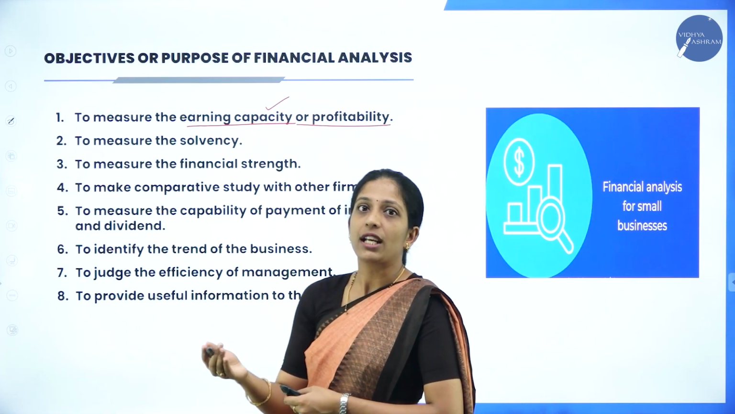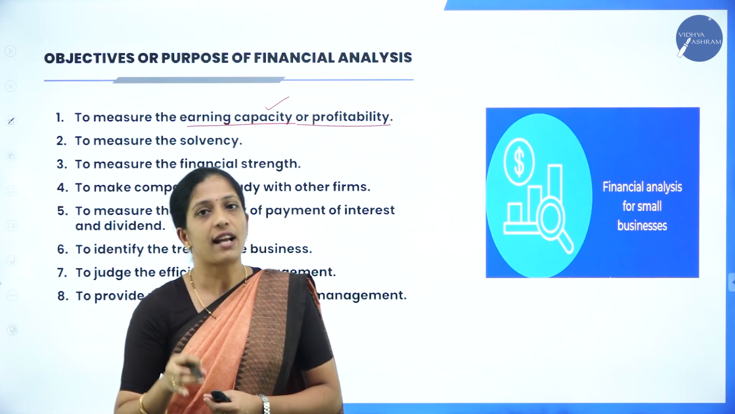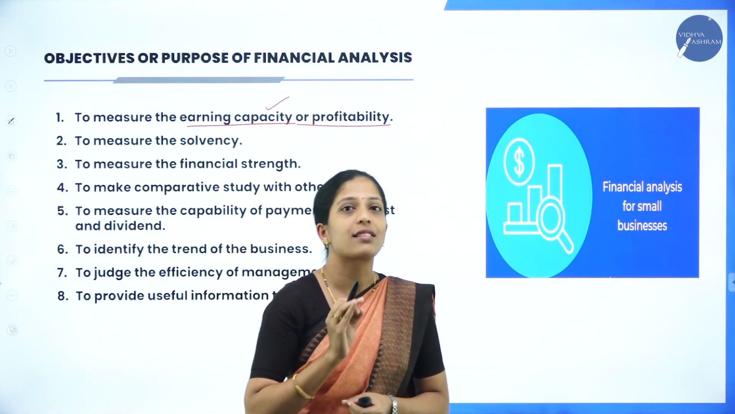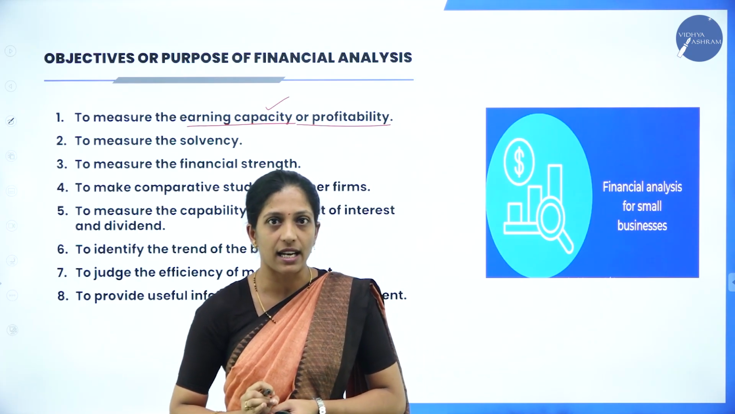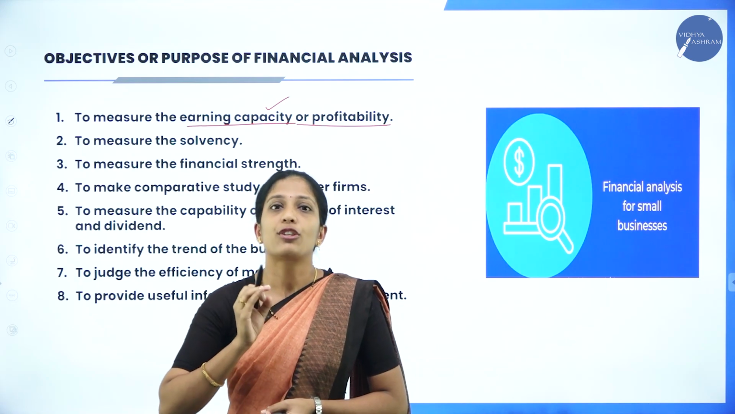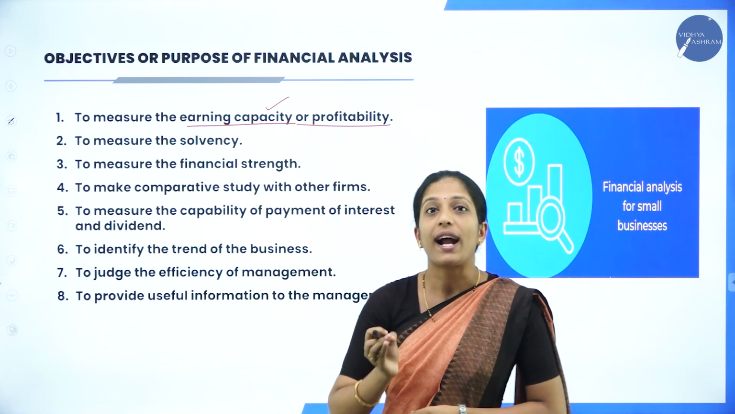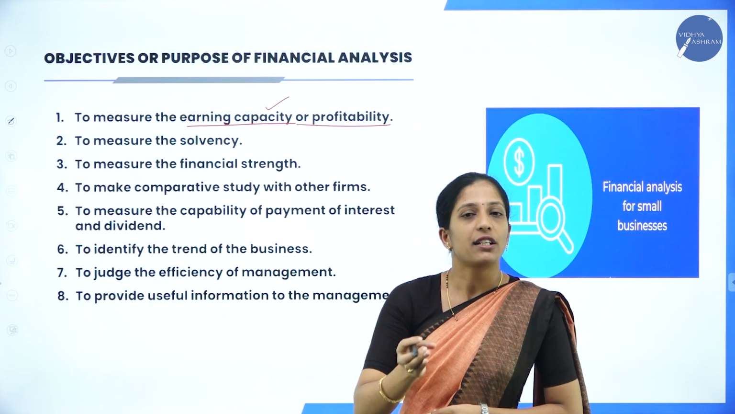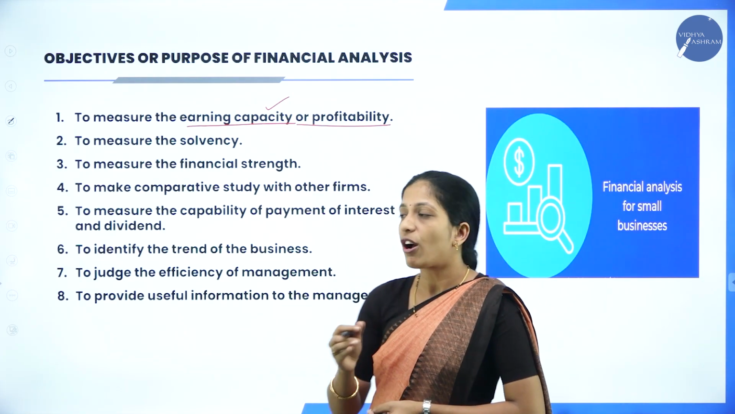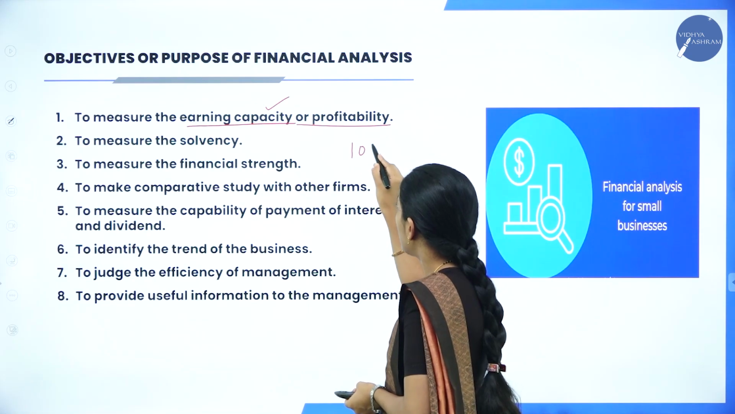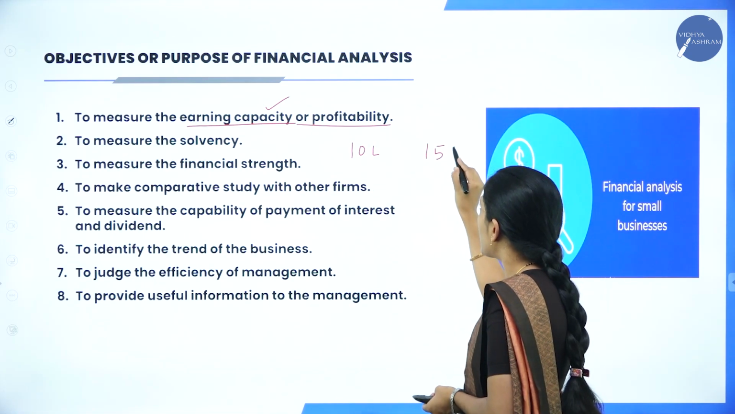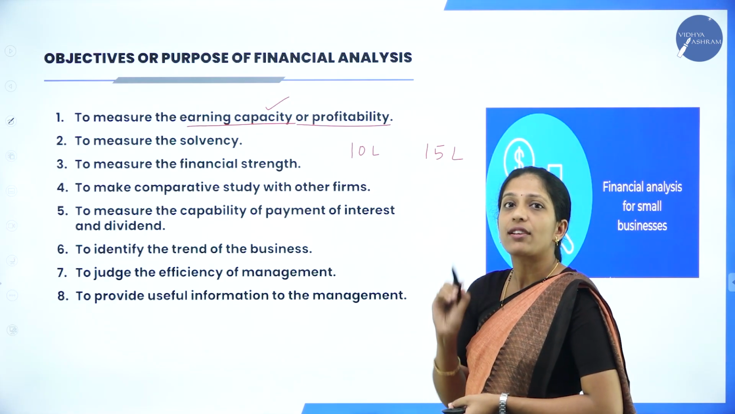So by studying in detail the financial statement of a company, we will know exactly what the financial position of the business is, or what the profitability of the business is. Suppose you take 2 years, 2022 and 2023: what is the profit in 2022 and what is the profit in 2023? If the profit is rupees 10 lakh in 2022 and 15 lakh in 2023, this comparison becomes easy.